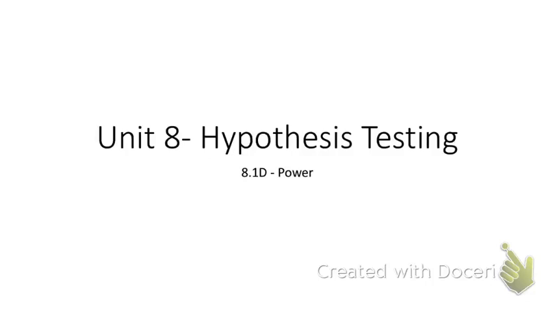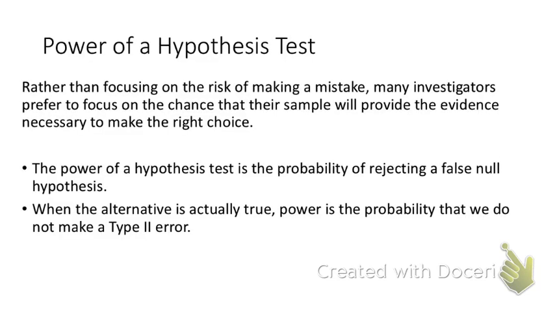Section 8.1 is talking about power. So we learned about type 1 and type 2 error. The last component of that is talking about power. Power is when you correctly reject the H0. So that's the way you remember.